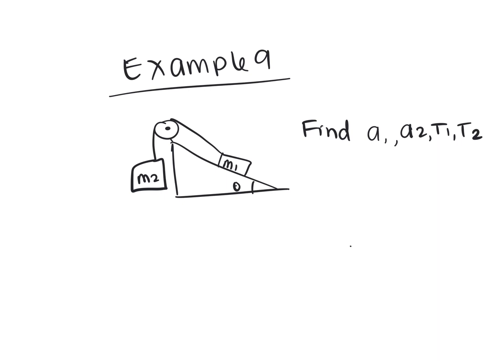Example 9, we are given this diagram and asked to find acceleration 1, acceleration 2, tension 1, and tension 2. We are going to say that this is the positive direction. Acceleration 1 refers to m1 and acceleration 2 refers to m2. However, they are both attached to the same rope, so we can assume that these two values will be the same.